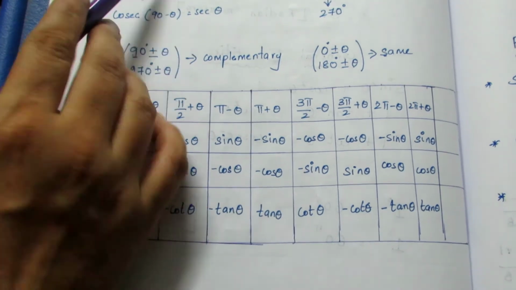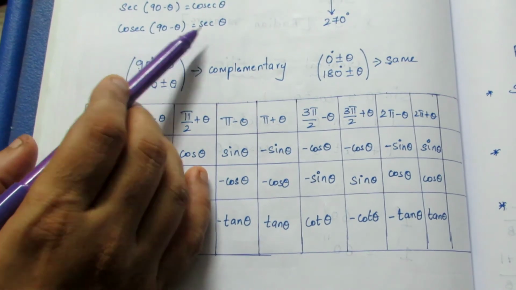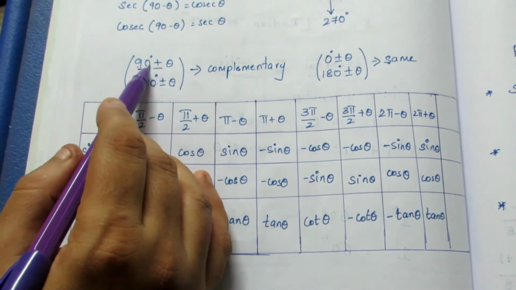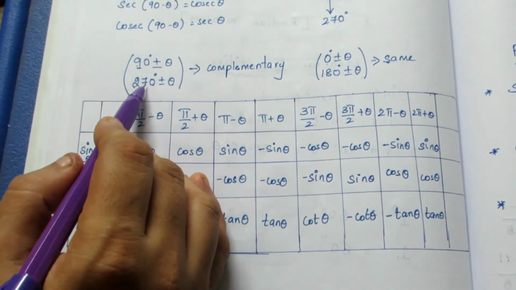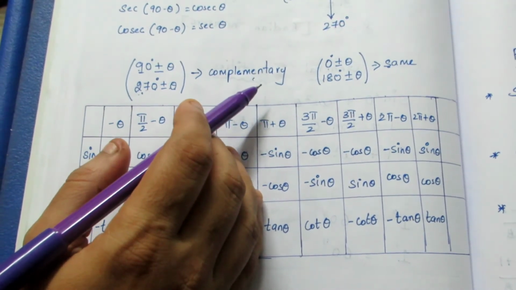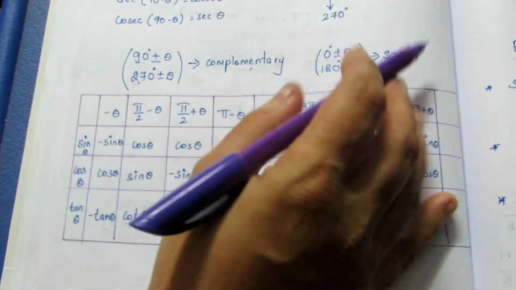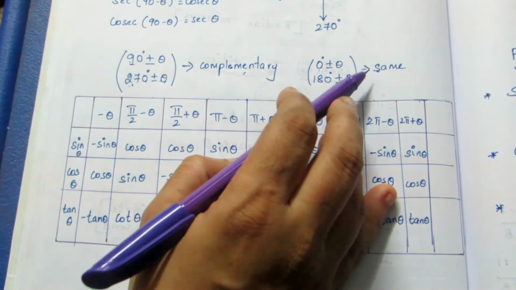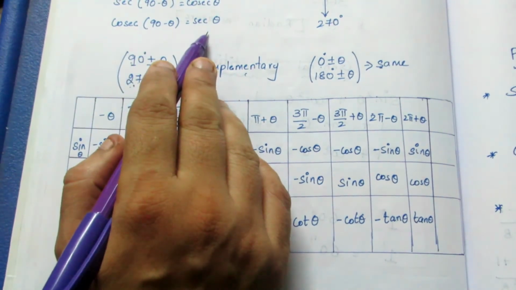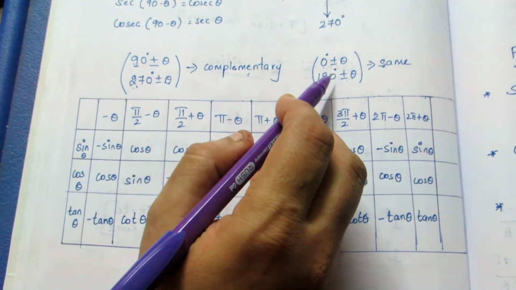90 plus or minus theta, that we have learned in complementary angles: 90 minus theta will be for cosecant, 90 minus theta will be secant. So we are changing for complementary angles. Remember that 90 plus or minus theta or 270 plus or minus theta will be of complementary angles. That is, we are going to change to complementary angles for 90 plus or minus and 270 plus or minus. For 0 plus or minus or 180 plus or minus, we need to write the same. Same in the sense, if it is secant, then secant only. If it is cosecant, then cosecant only. You will not change any ratios. Here, for complementary, it will change.